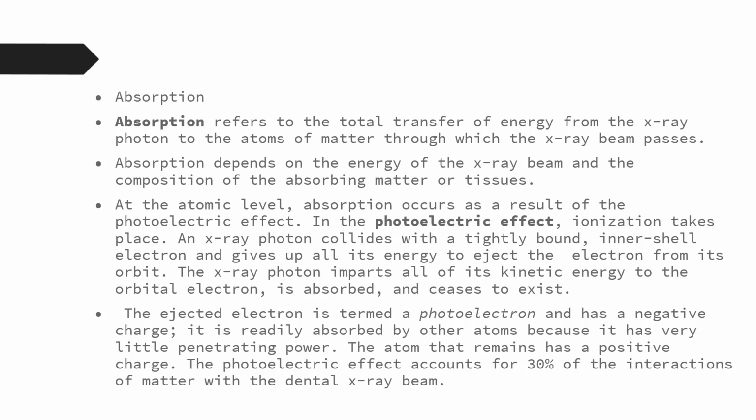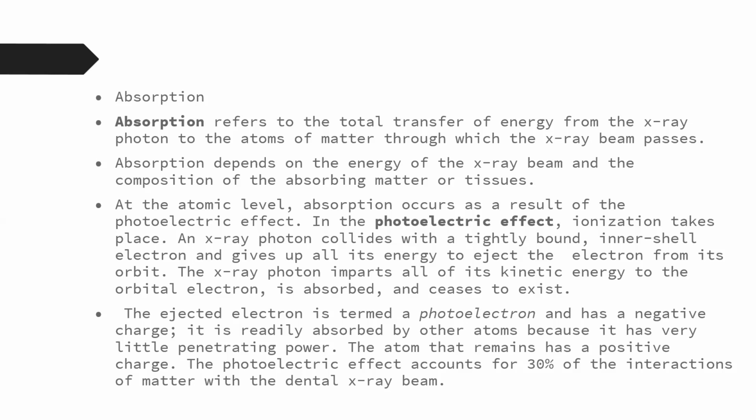So at the atomic level, absorption occurs as a result of photoelectric effect. Now, in the photoelectric effect, ionization takes place. So the X-ray photon collides with a tightly bound inner shell electron and gives up all its energy to eject that electron from its orbit, all right? So the X-ray photon imparts all of its kinetic energy to the orbital electron, is absorbed, and ceases to exist.